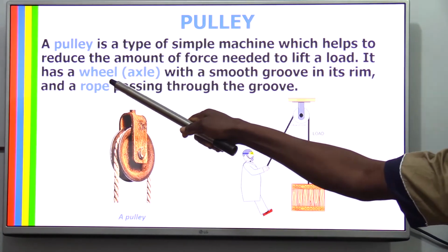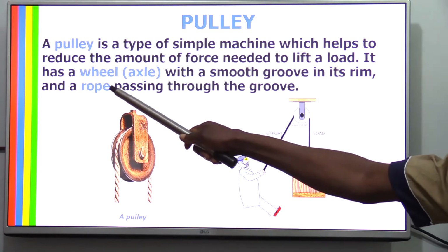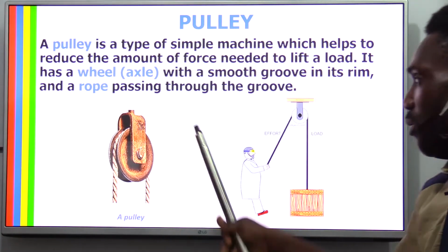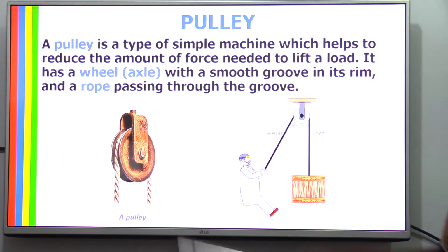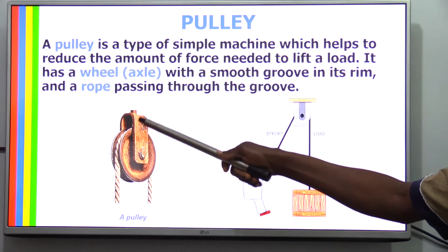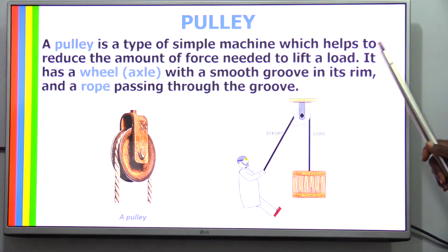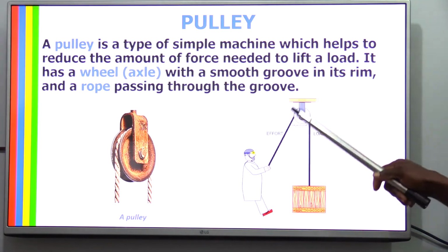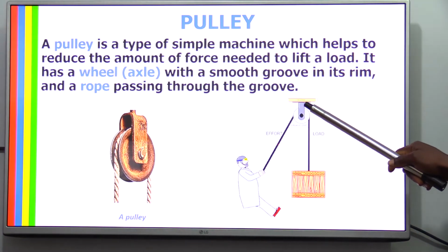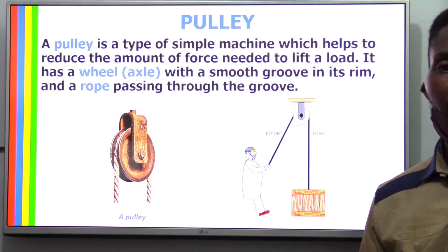It has a wheel, that's the axle, with a smooth groove in its rim and the rope passing through the groove. This is what I'm saying. Let's look at it here. It has a rim, it has a rope, and you have your wheel. You can also see it here, the load. This is the effort it's using. This is the rope, the wheel, and the axle. You will understand it better by the time I give you more examples.